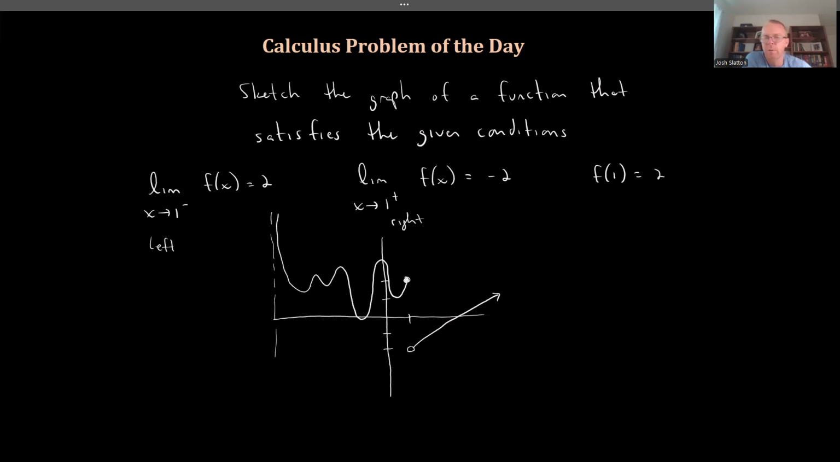If f of 1 equals 3, then you put the point there or wherever it is. So it doesn't matter where it is. In this case, it happens to be the same as the limit. But that's all we're worried about.